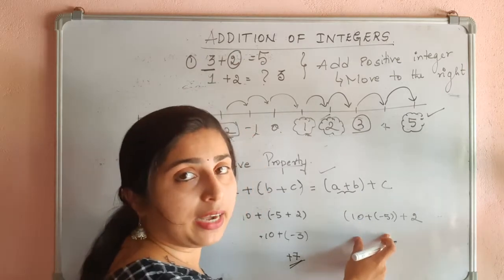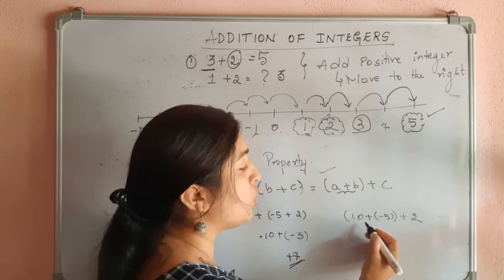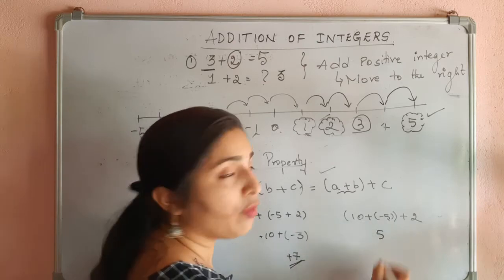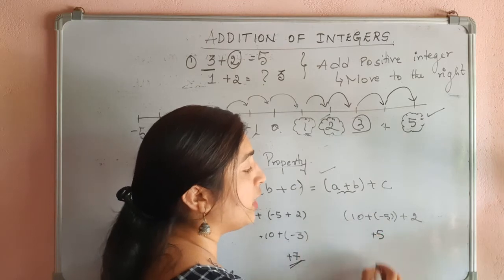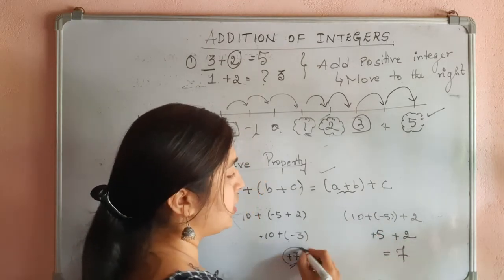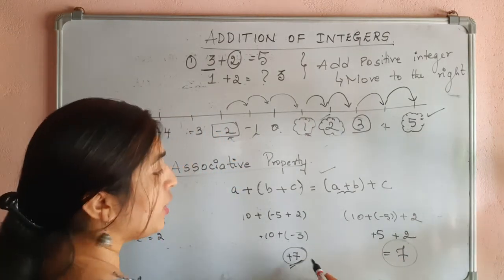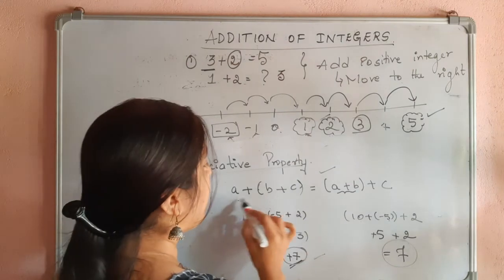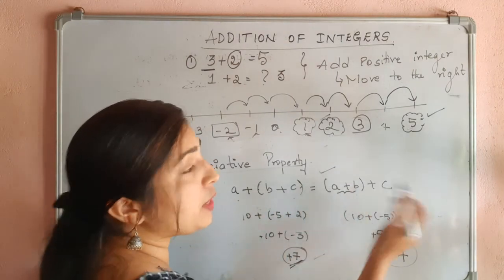In the RHS we are again adding integers of different signs. So 10 and minus 5 have the difference 5. The larger absolute value is 10, that is positive, so plus 5, plus 2 gives you 7. So this is 7, this is also 7. So here also we have proved that A plus (B plus C) is equal to (A plus B) plus C.